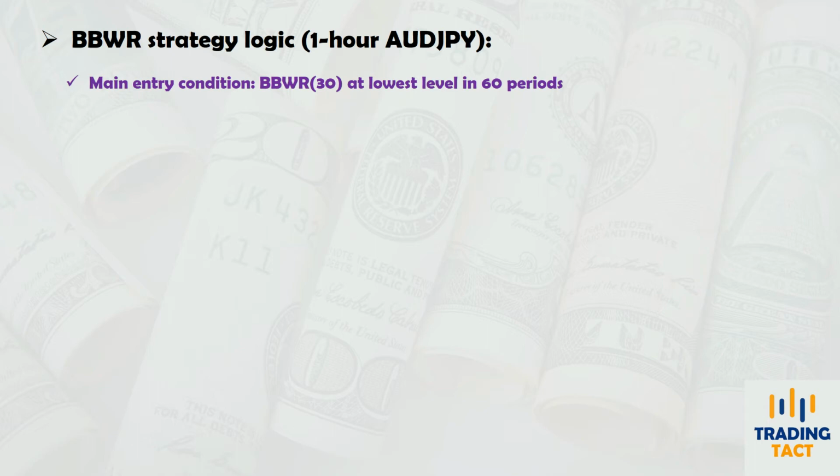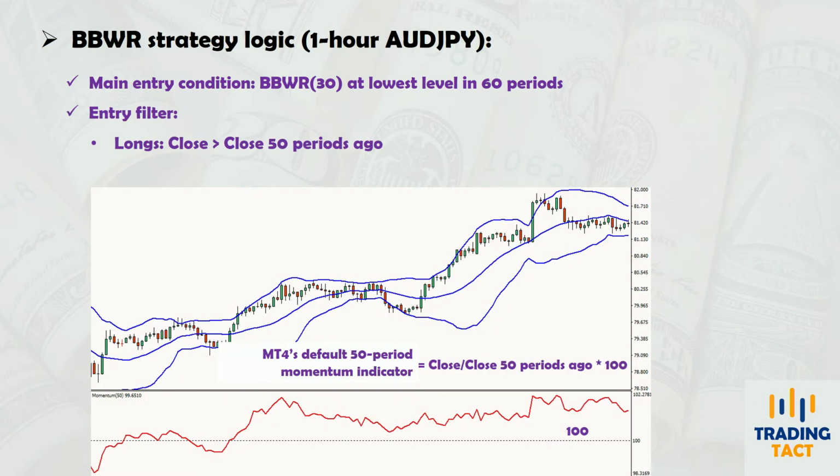To improve the win rate, I'll only take breakouts in the direction of the longer-term trend. I'll use a simple momentum filter to determine trend direction. An uptrend is present if the current close is above the close 50 periods ago. Likewise, for shorts, look for the current close to be below the close 50 periods ago. Don't be fooled by the simplicity of this filter. I've found that it often punches above its weight.